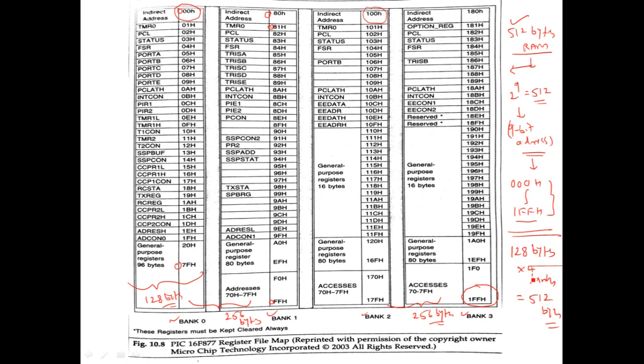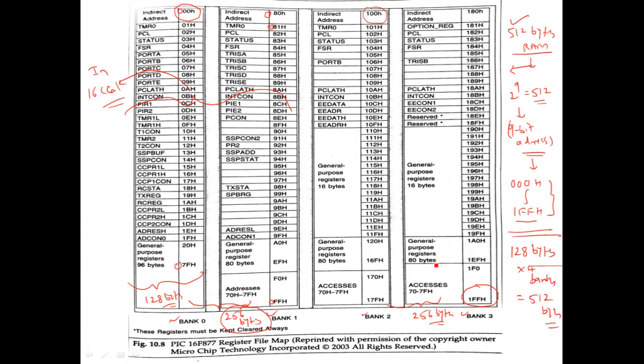If you compare this with the 16C61 type of microcontroller which you have studied last semester, that microcontroller had only 256 bytes of RAM. So there were only 2 memory banks, if you remember. So there are 2 additional memory banks which are now available in this higher device.